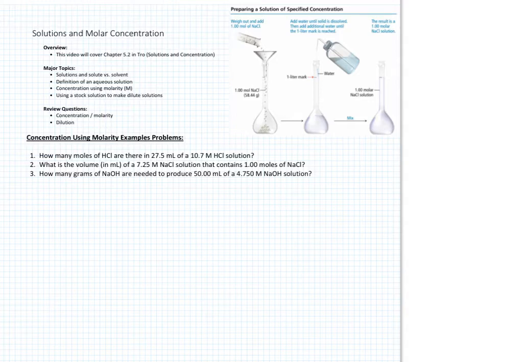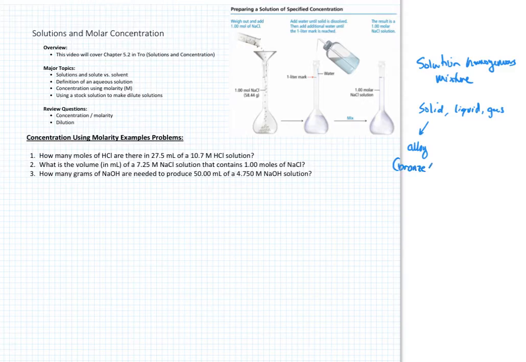A solution is a homogeneous mixture. And a solution, you can have a solid solution, you can have a liquid solution, or you could have a gas phase solution. So an example of a solid solution would be something like an alloy. Bronze and solder would be two examples of a solid solution. Solder is a lead tin alloy.